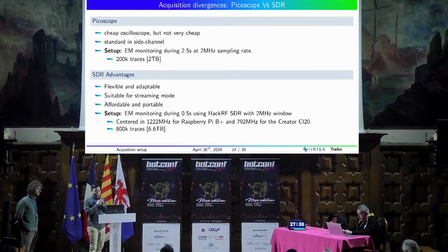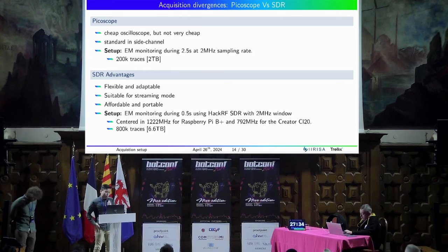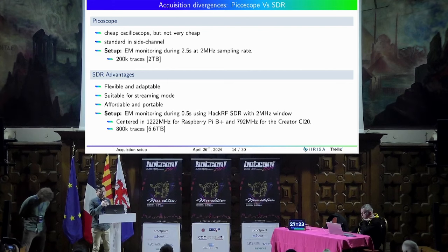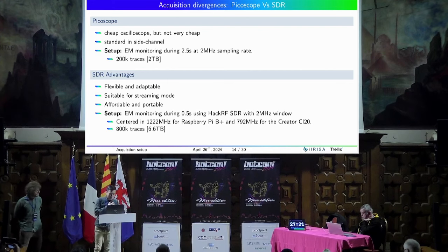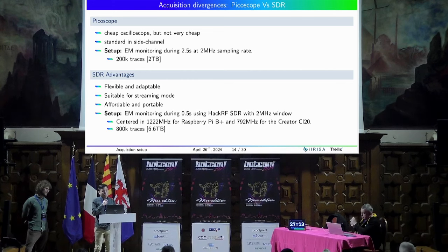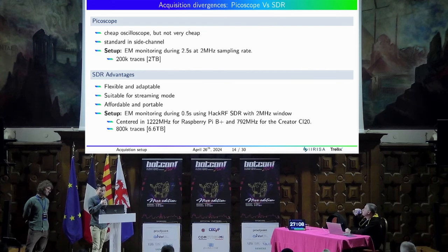Now, coming to how we record the electromagnetism. For the first project, we were using the oscilloscope, the PicoScope one. It's kind of cheap, but not very cheap. Why? Because it costs 10 grand for the oscilloscope. In academia, it's affordable, but yeah, it's not very cheap.